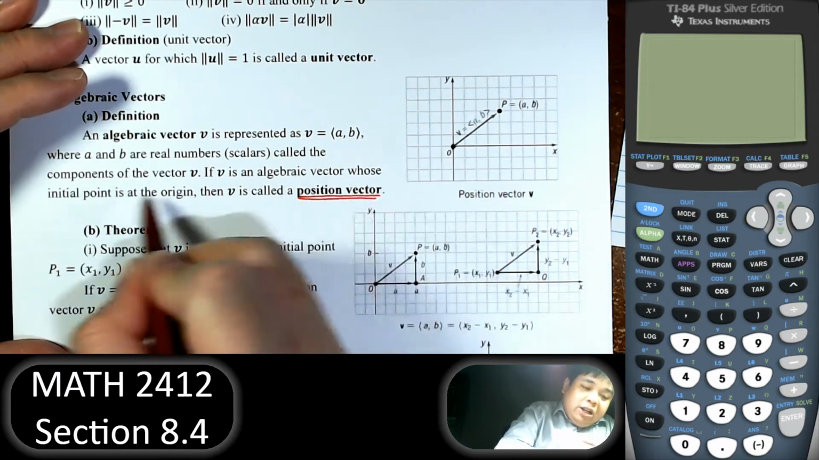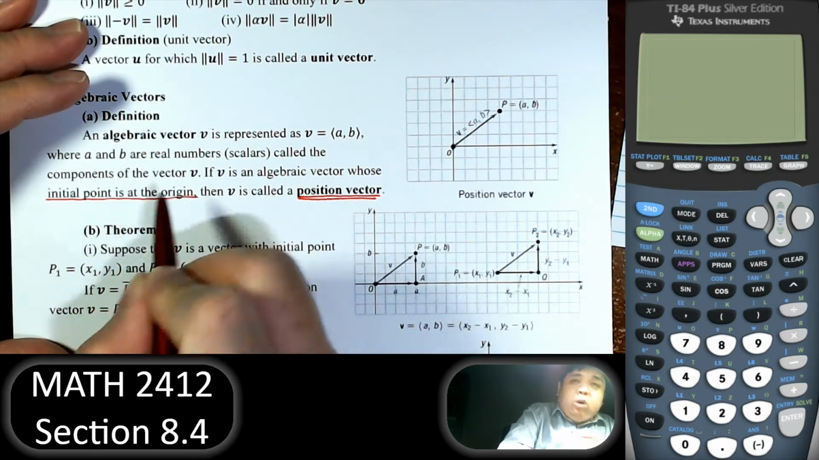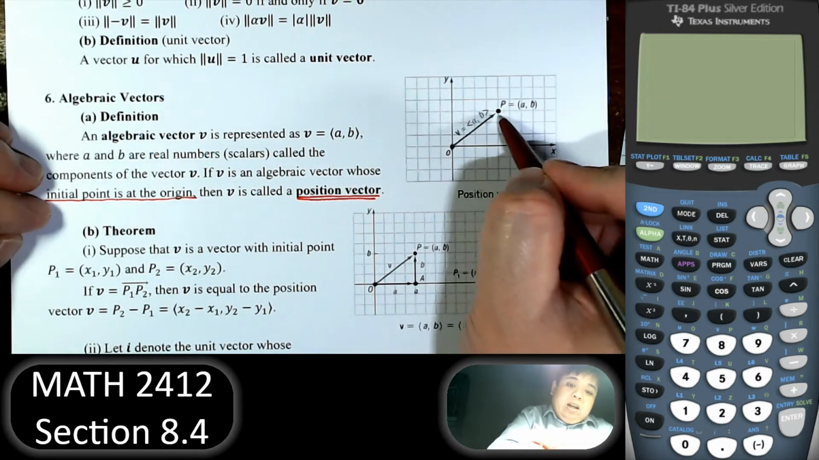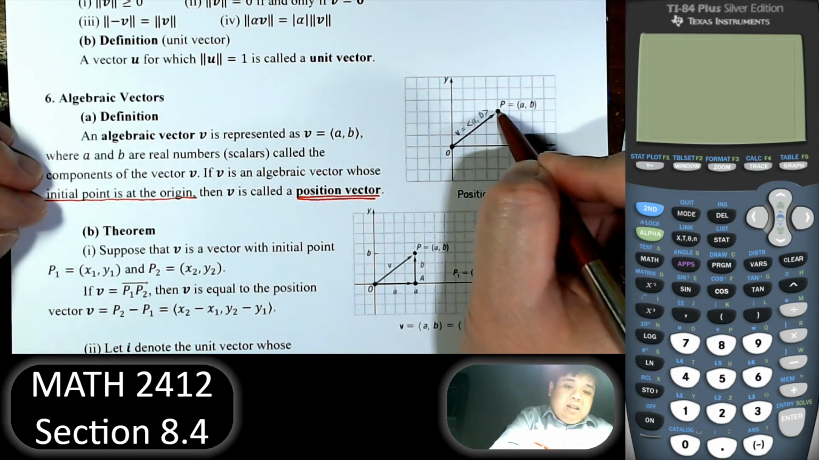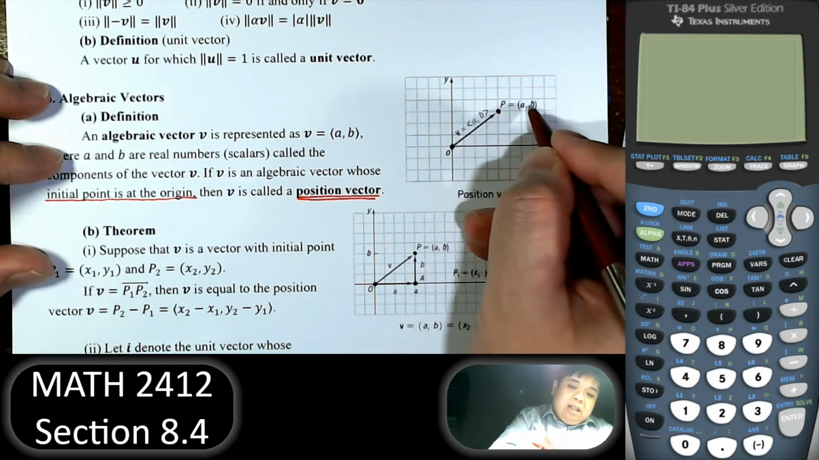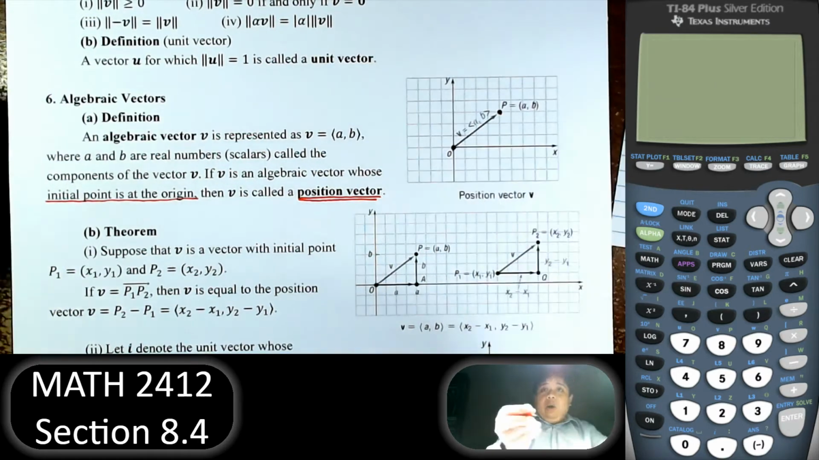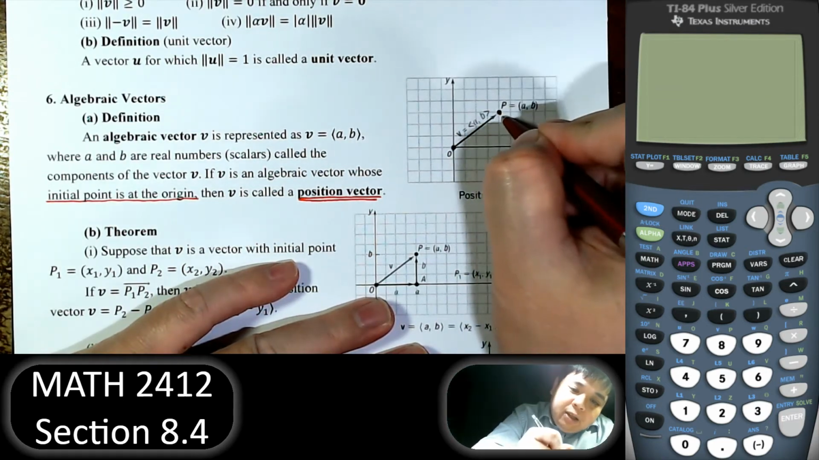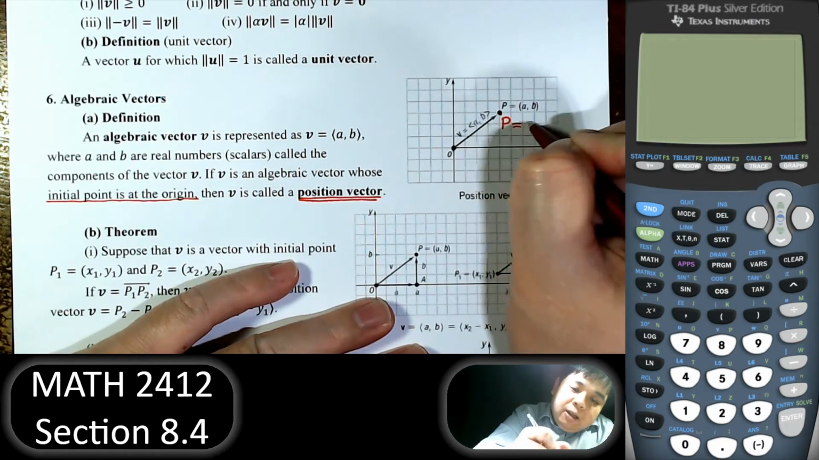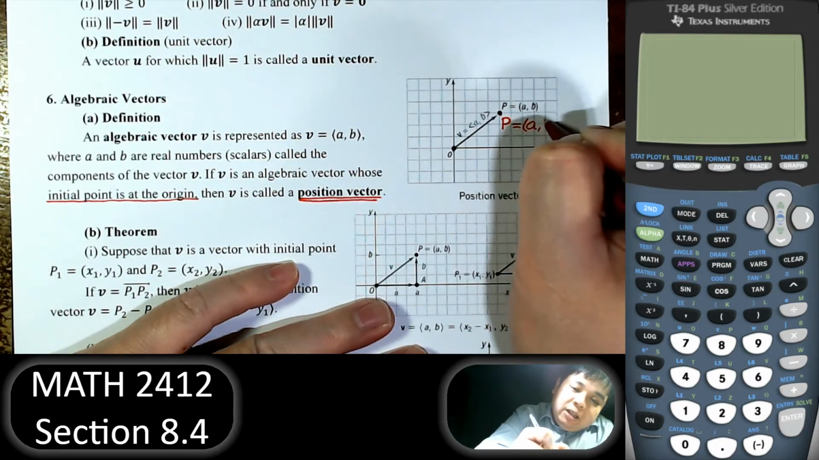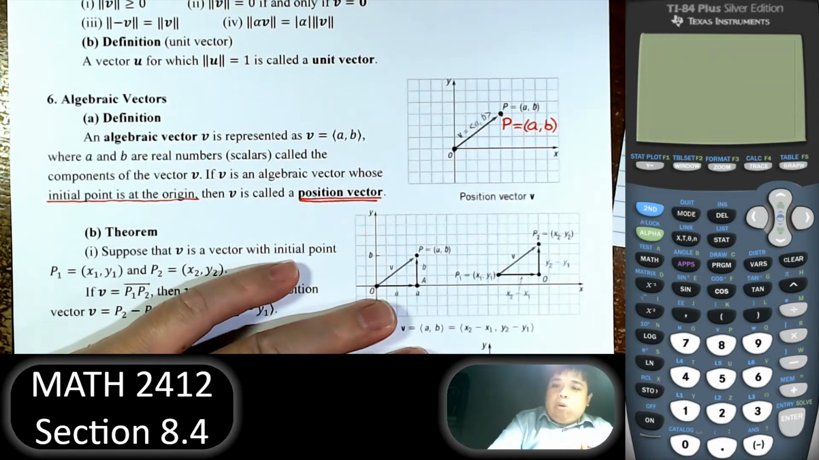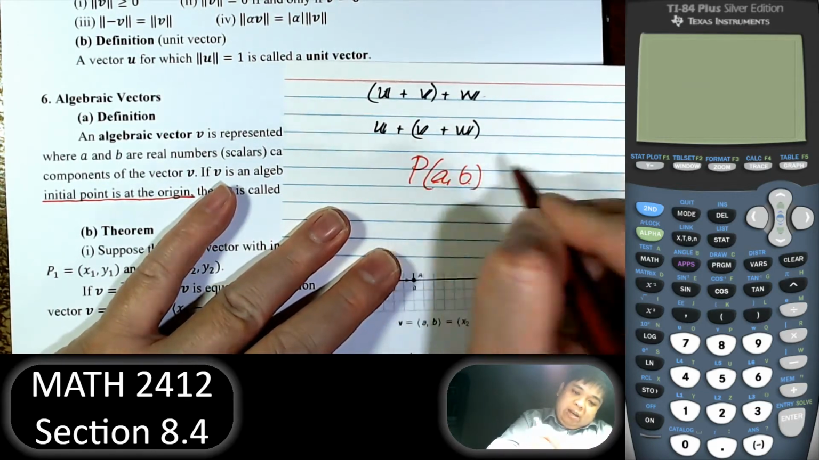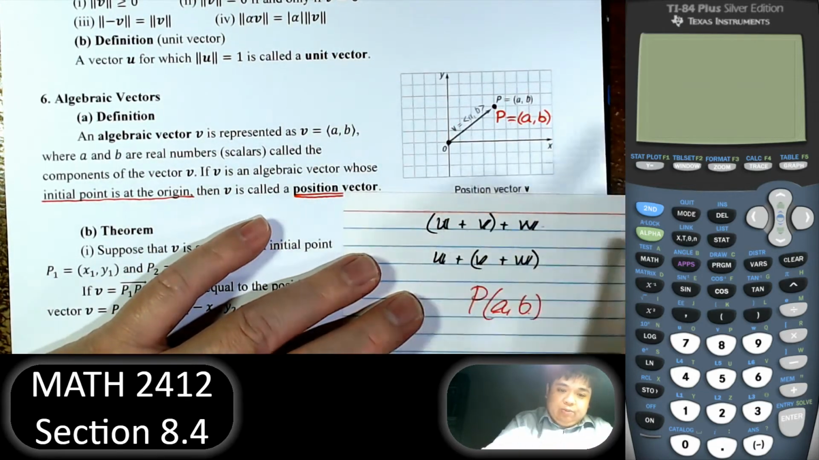So we have the initial point at the origin. All of them will be at the origin. Therefore, the vector is characterized by the head end. So we write the vector v is equal to AB. Once again, if we call this point the point A and B, right? Or sometimes we just say the point P has coordinates A and B.